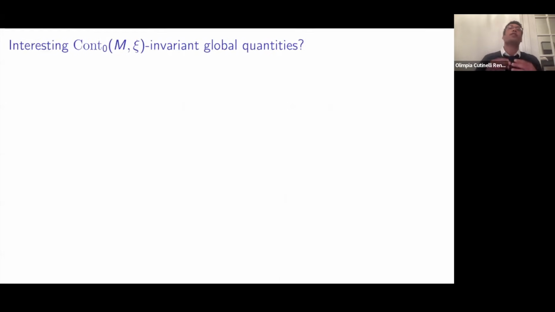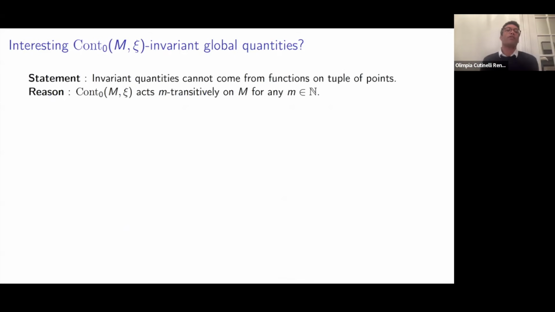As I said, we don't have any local invariant, but do interesting invariant global quantities exist? A first statement is that invariant quantities cannot come from functions on tuples of points. The reason is really easy: the group of contactomorphisms acts m-transitively on your manifold for any integer m.